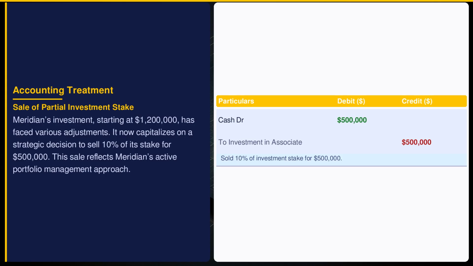Selling 10% of the investment stake aligns with ASC 323's derecognition guidance. The $500,000 inflow increases cash while reducing the investment's carrying value. This strategic partial sale demonstrates liquidity enhancement and portfolio rebalancing, impacting both the balance sheet and cash flow positively.